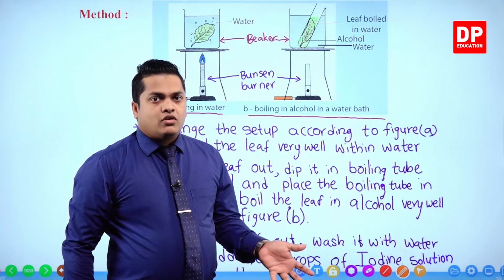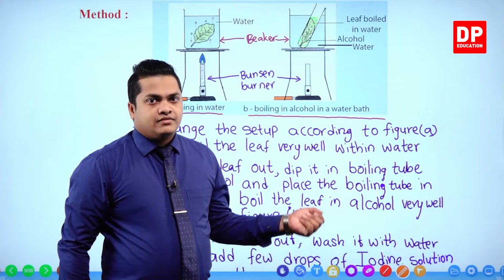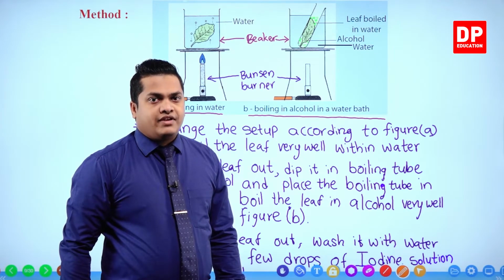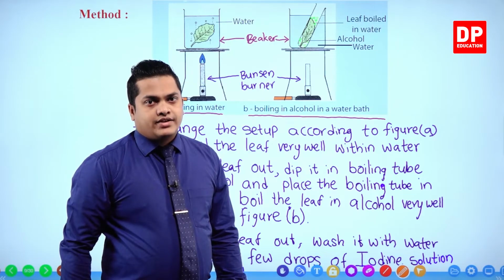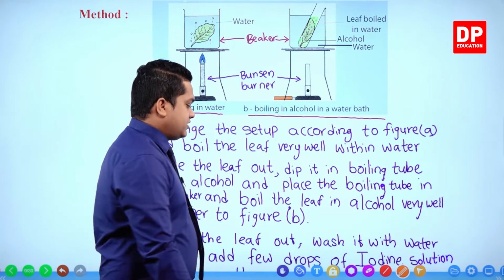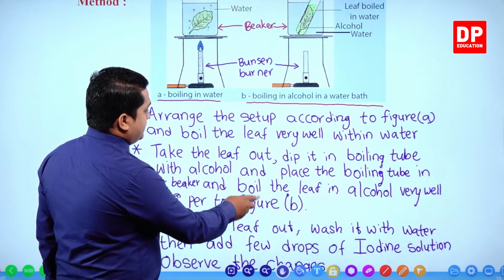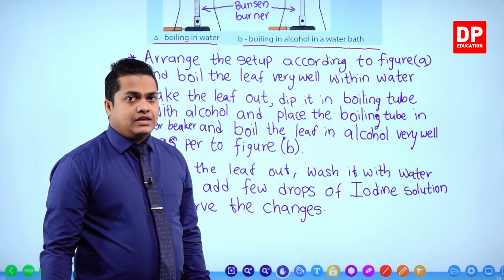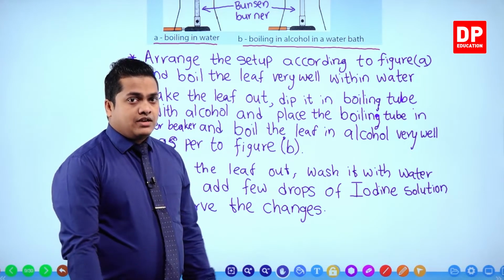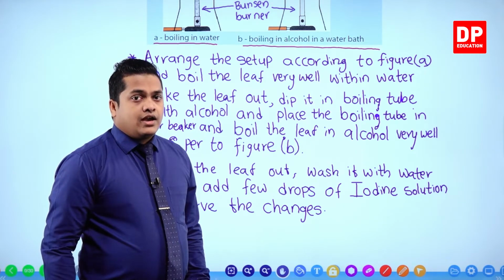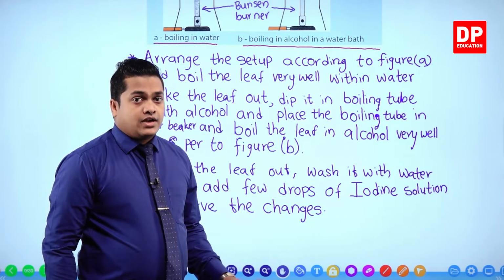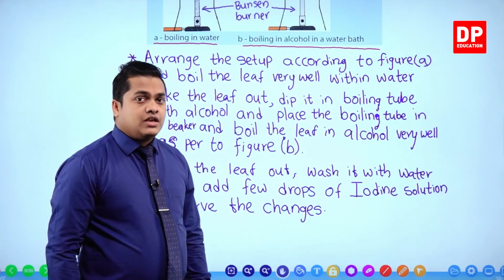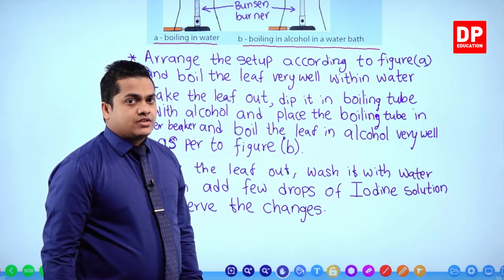As there are no chlorophyll particles within the plant leaf, after removing the plant leaf from the boiling tube, it should contain a faded light color, right? So my dear children, these are the 3 steps, and this is the method of making a plant leaf ready for the iodine test or starch test. So this is how to prepare the plant leaf for the iodine test or for the starch test, right?